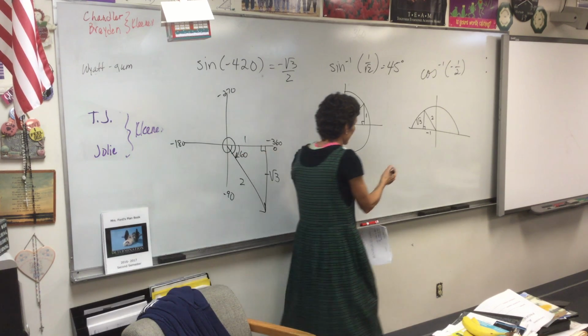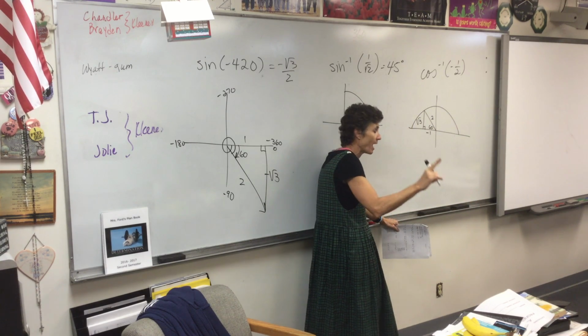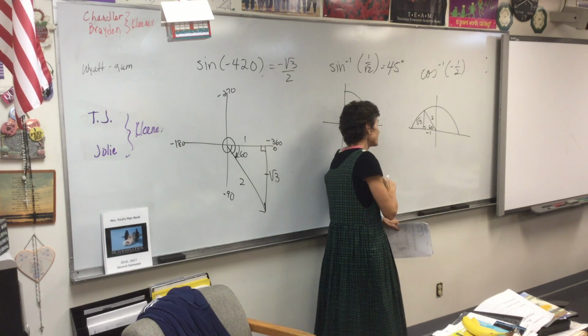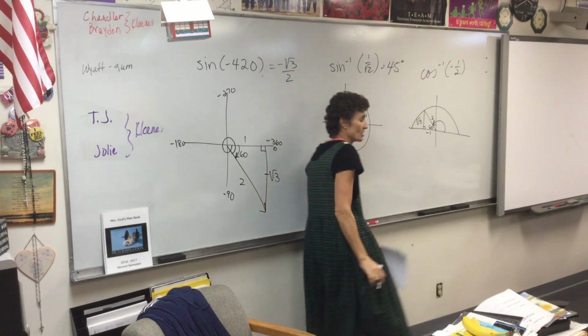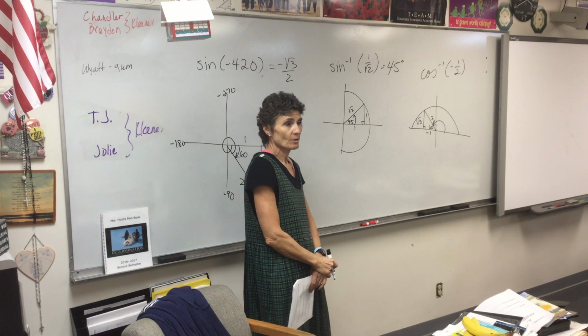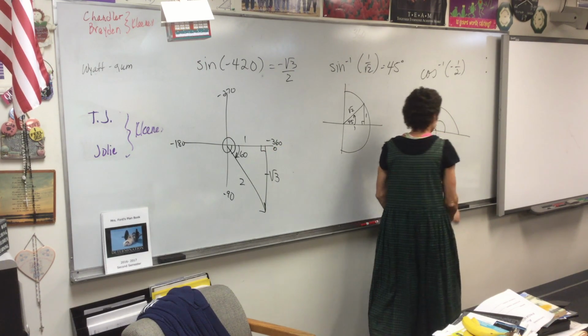How big is this angle though? 60. The answer is not 60. It is not negative 60. This is 120. The answer is 120 degrees.